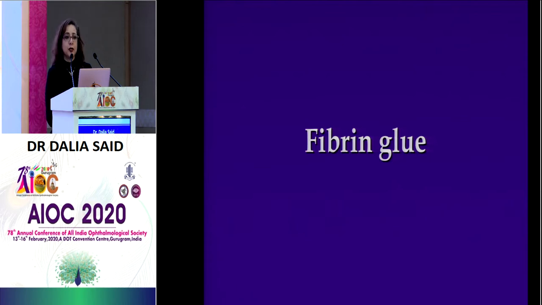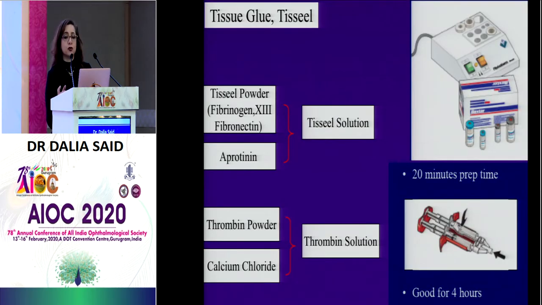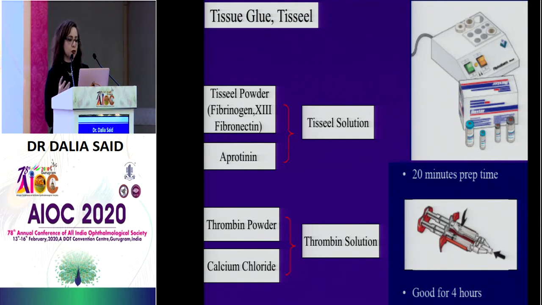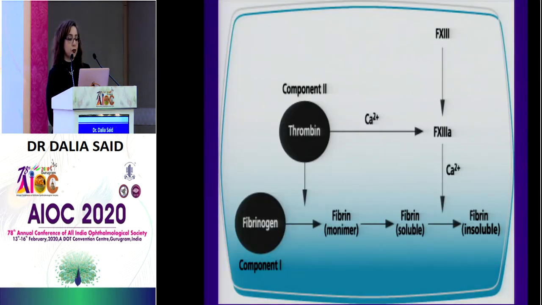So now we're going to speak about fibrin glue. The fibrin glue is formed of two components, the Tisseel solution and the thrombin solution. The aprotinin is the only component that will prevent fibrinolysis, but at the same time, it can cause anaphylaxis. Very, very rare, but it can happen. And how does it work? So the fibrinogen, which is present in the Tisseel solution, becomes soluble, then insoluble fibrin in the presence of thrombin, which is the other component of the fibrin glue, in the presence of factor 8 and calcium.